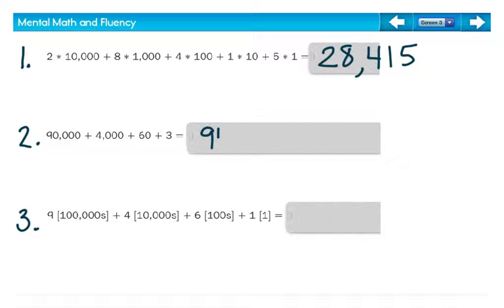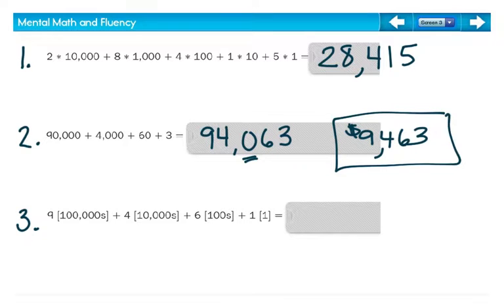90,000 plus 4,000, nothing in the hundreds, 63. 94,000, do you have a 0 in the hundreds place? Otherwise, if you don't, you would have this number. And if I asked you if you'd rather have $9,463 or $94,063, I will tell you that 0 in the hundreds place makes a big difference.